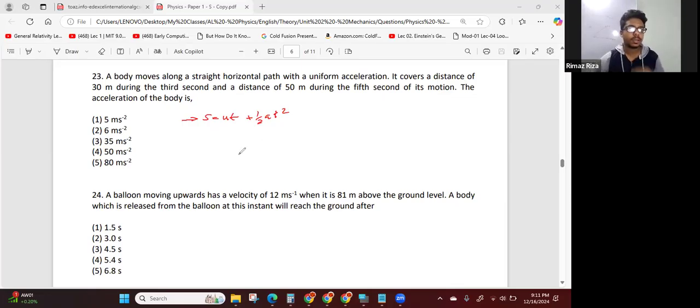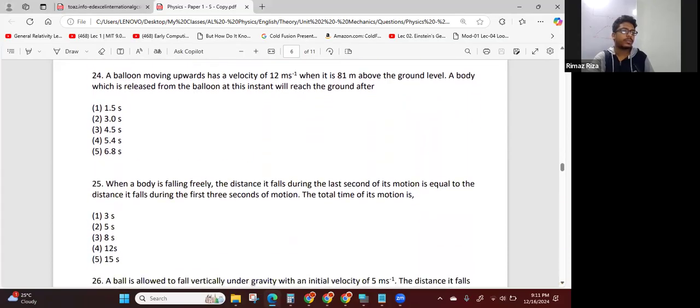Okay. If it's moving with constant velocity only, you can take it like that. So you can't do it like that. Okay. Okay, do the 25th question.